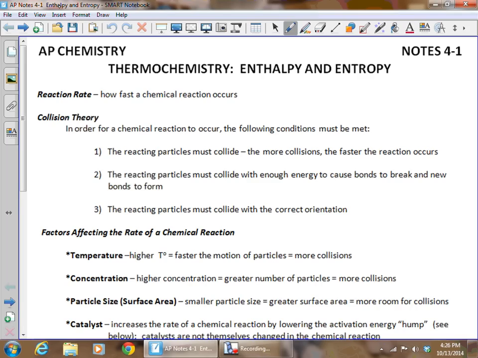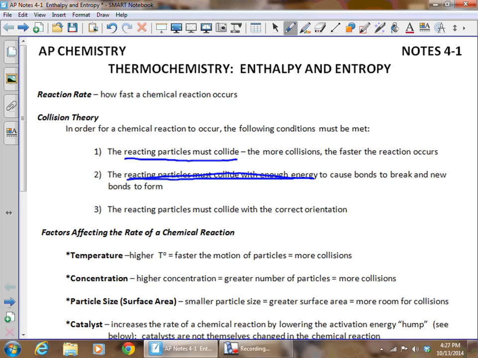I can wave it in the air all day long and it's never going to do anything unless I actually have the reacting particles collide. The more collisions, the faster the reaction. Also, I can sit there all day and just barely move the match head across the matchbox, and I'm still never going to get a reaction to occur because I'm not striking the matchbox with enough energy. So the reacting particles must collide with enough energy in order for the reaction to occur. Must cause bonds to break and new bonds to form in order for that reaction to occur.